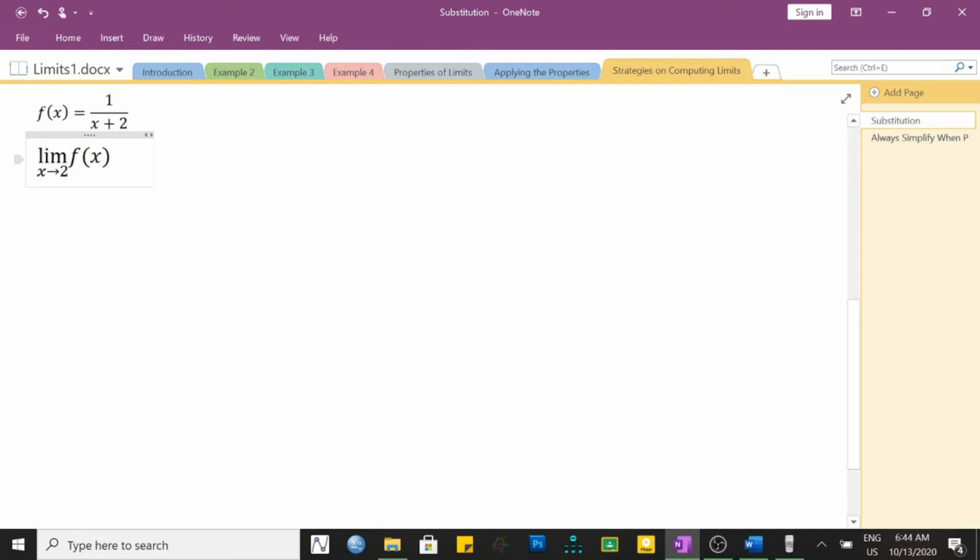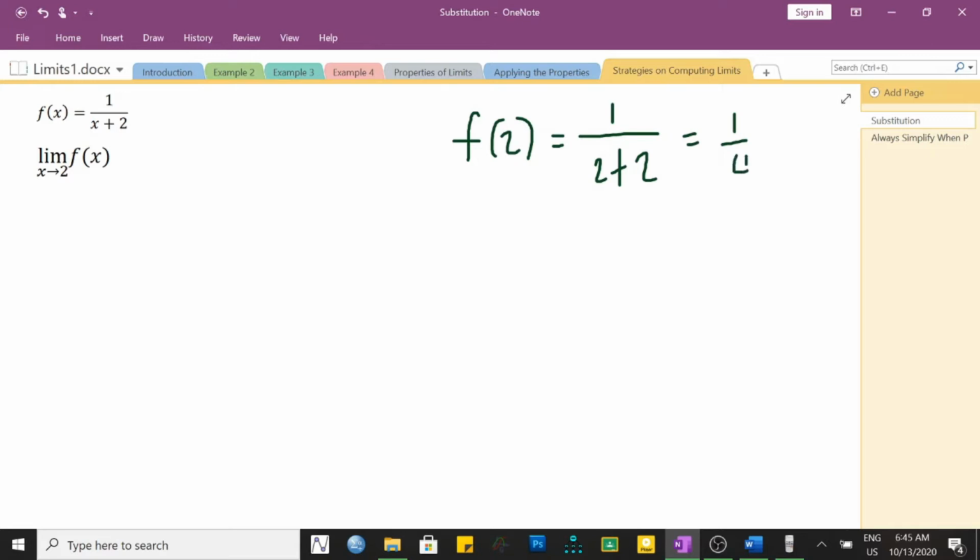And if we use substitution, meaning the value of the function at x equal to 2, does it exist? Let's see. 1 over substitution, we have 2 plus 2. Our answer is 1 over 4. It exists. Therefore, we can say that the limit is just 1/4. So again, these are just cases where the limit as x approaches a particular number is just the same as the value of the function at that number because they exist.